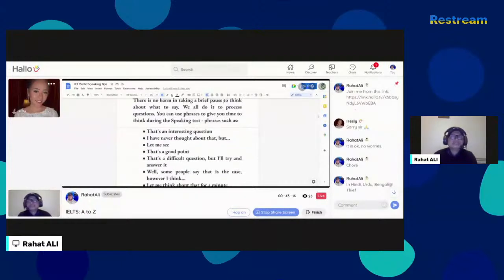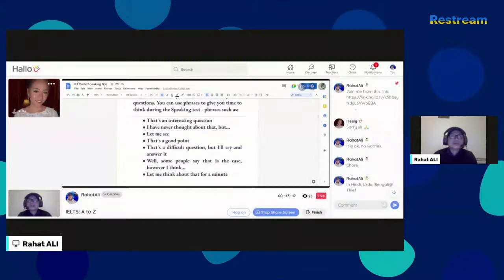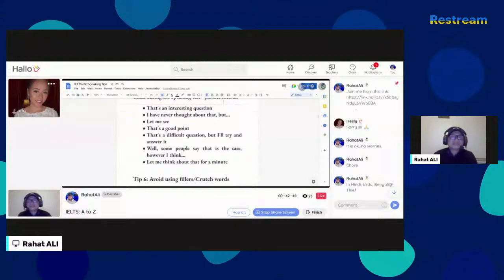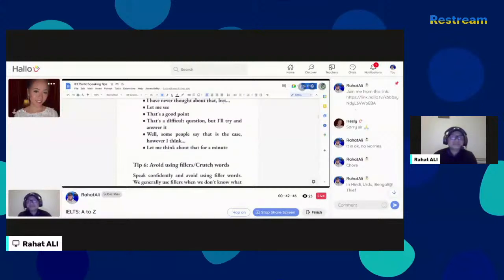These are suggestions from some IELTS coaches that if you want to buy time, meaning if you want to think, you may use expressions like: That's an interesting question. I've never thought about that, but I'd like to answer. Let me see. Wow, that's a good point. That's a difficult question, but I'll try to answer it. Let me think about it for a minute.